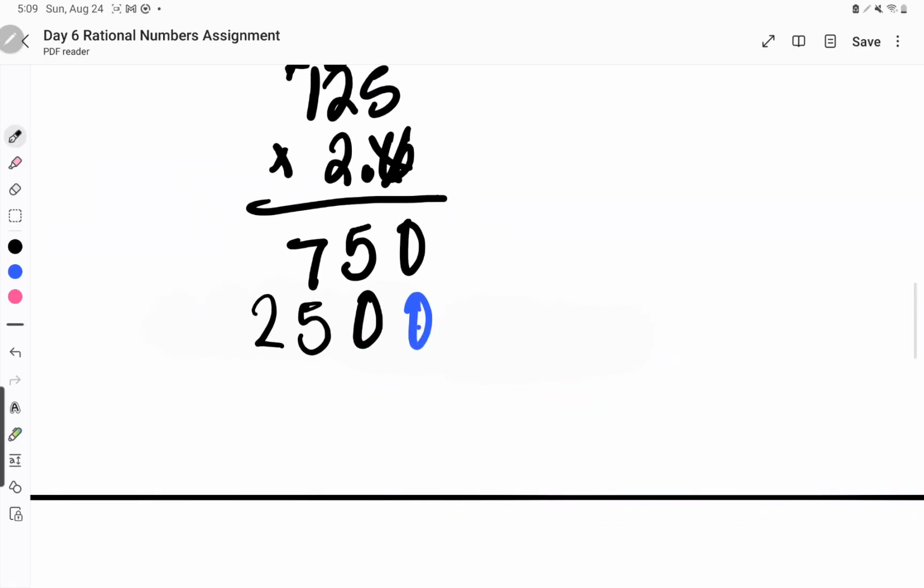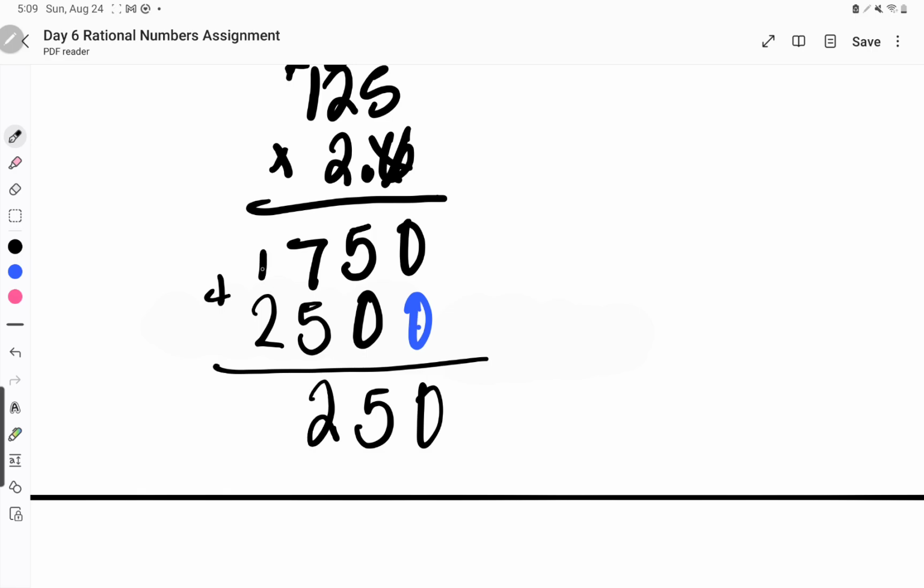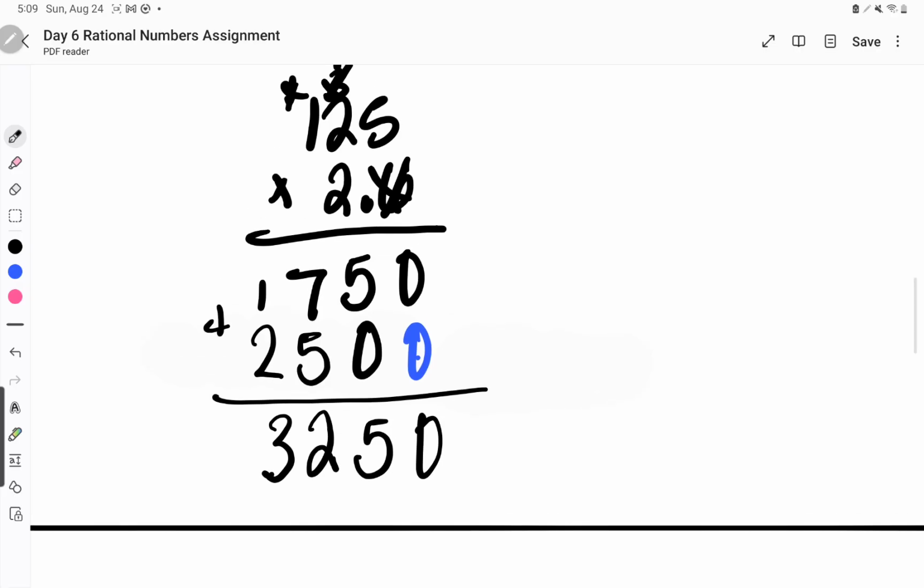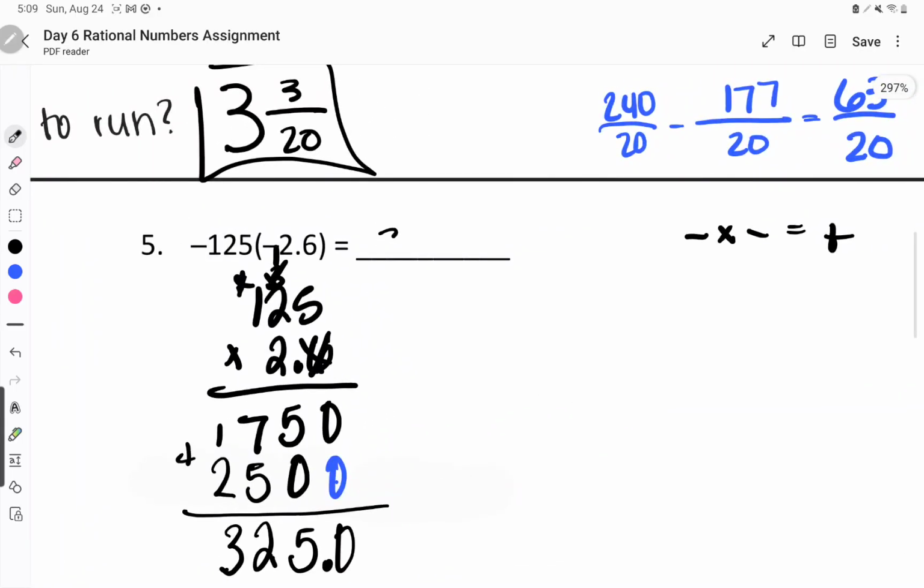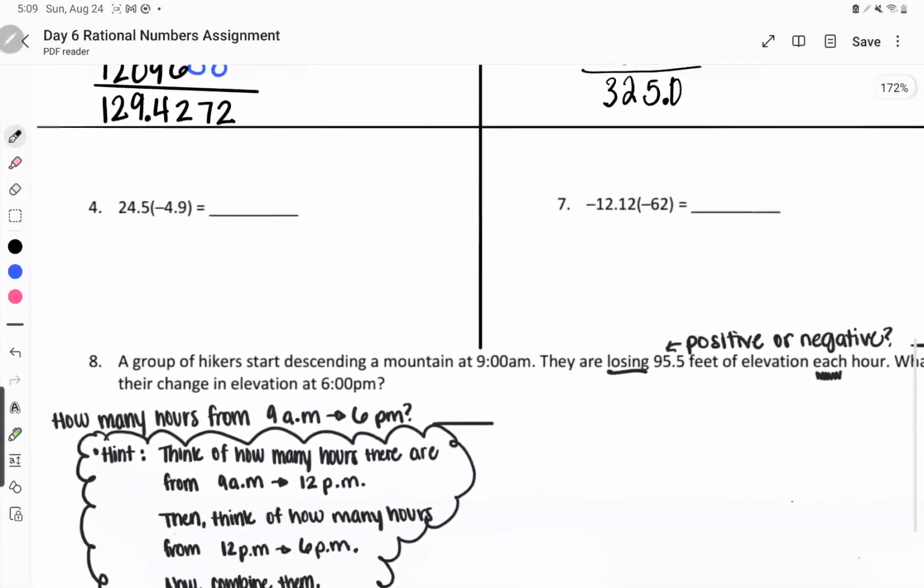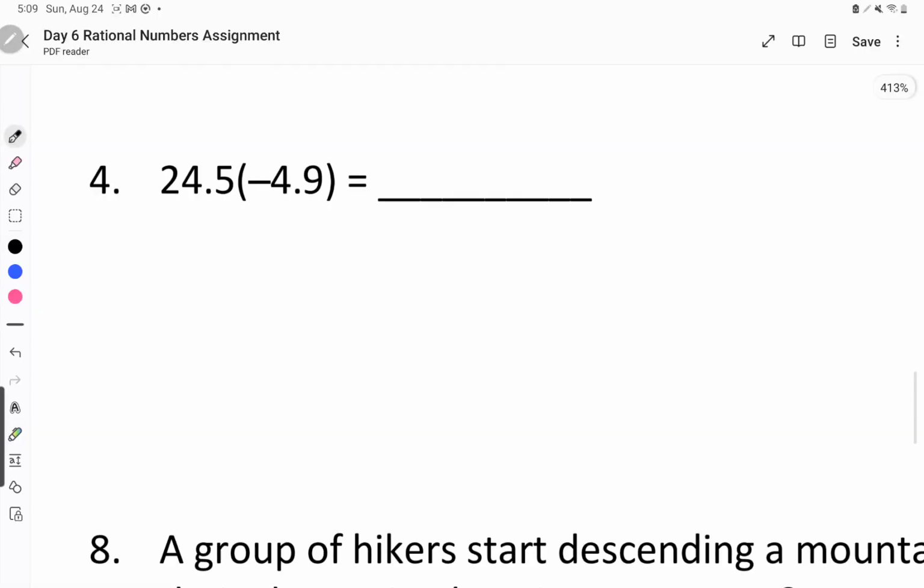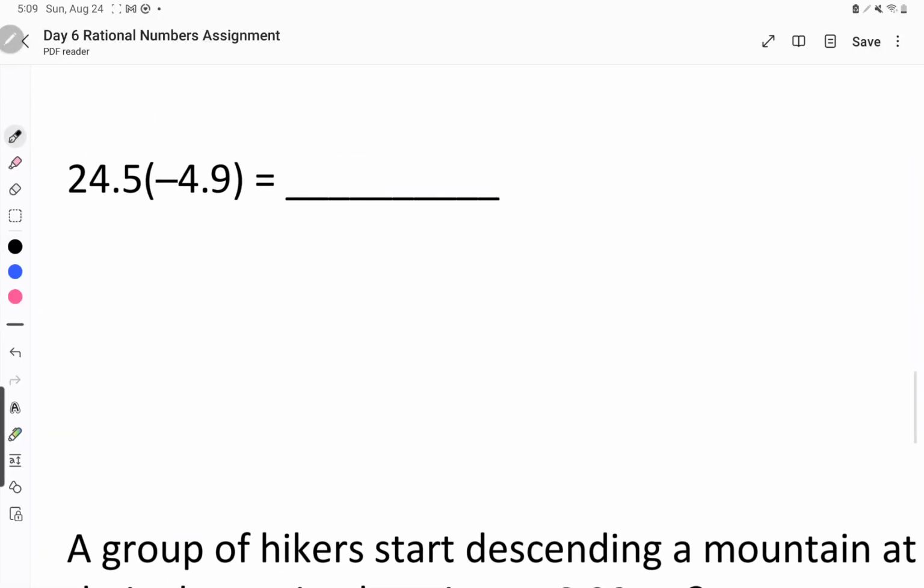Now that I finished multiplying, what do I do? I add these numbers together, so I have 0 plus 0, which gives me 0. I have 5 plus 0, which gives me 5. 7 plus 5, which gives me 12, so I write down a 2 and carry my 1, and then 1 plus 2, which gives me 3. How many total decimal places do I have? I just have 1 in this case for the 0.6. So this is going to be 325, and then because I have a negative times a negative, this is a positive 325.